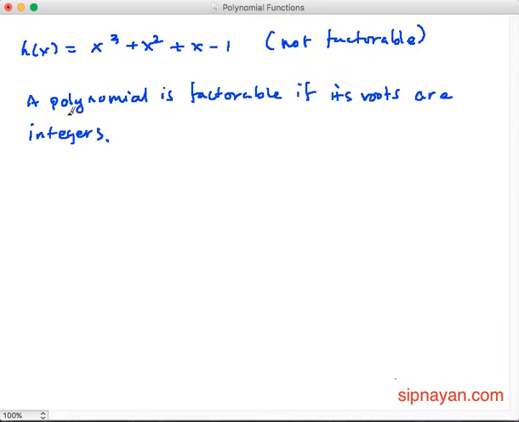So, sa susunod na video, pag-aaralan natin kung mag-focus tayo dun sa mga roots na integers, no? Yun ang i-focus natin.